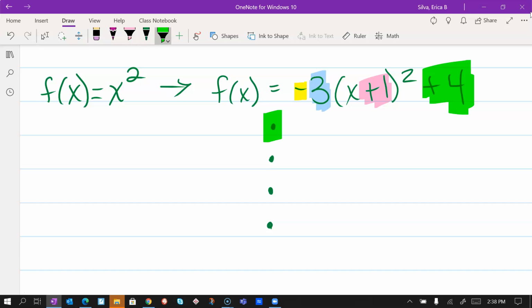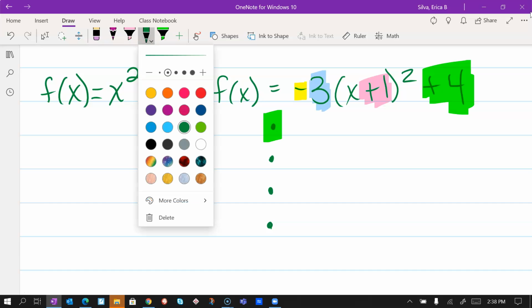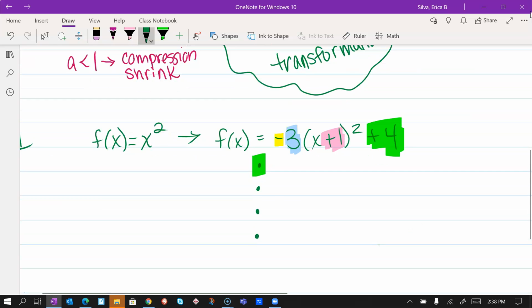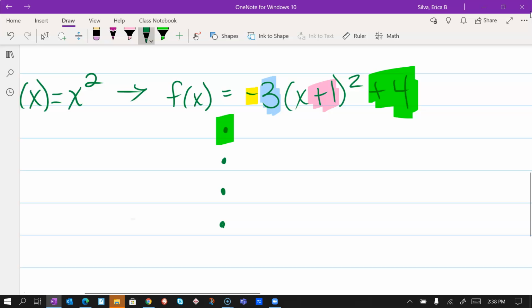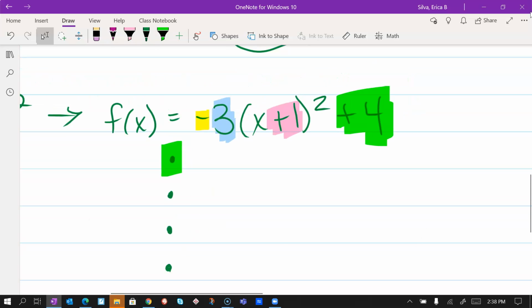Let's start with the green one, or the plus 4. What does that plus 4 tell us? Is that a vertical or horizontal change? It's vertical. If we're adding 4, what does that mean? Right, it's going to shift up 4, because it's adding 4. The one that's a stretch or a compression gets multiplied. Yes? All right, let's look at the next change.